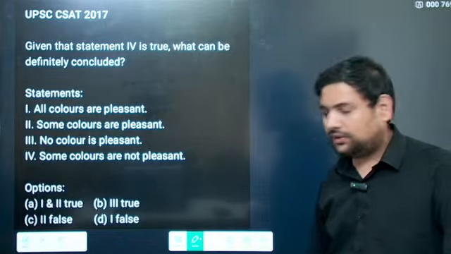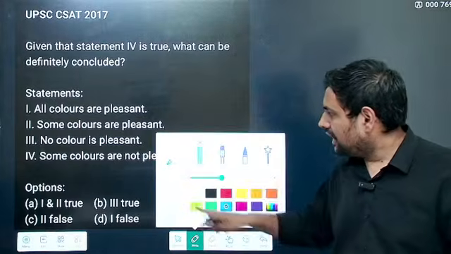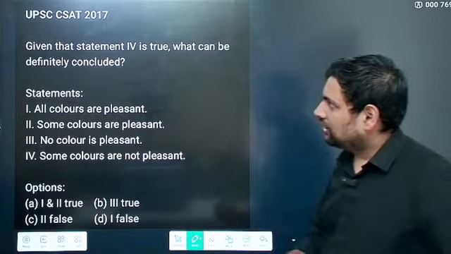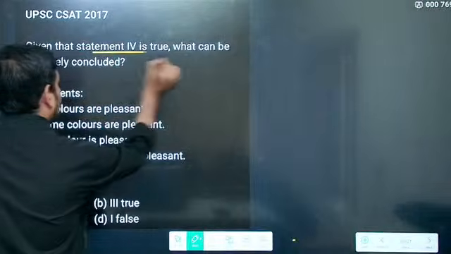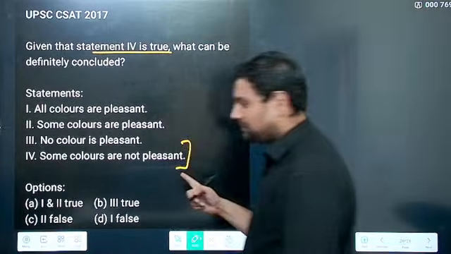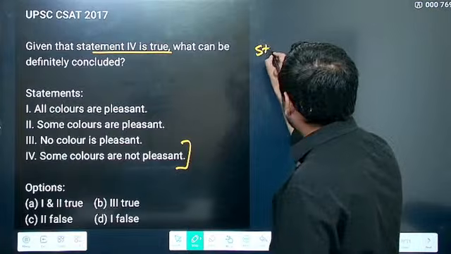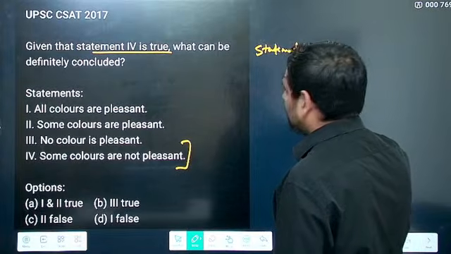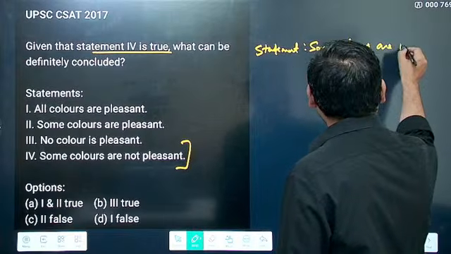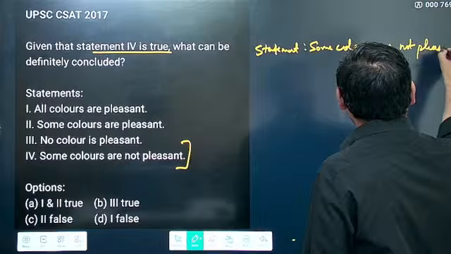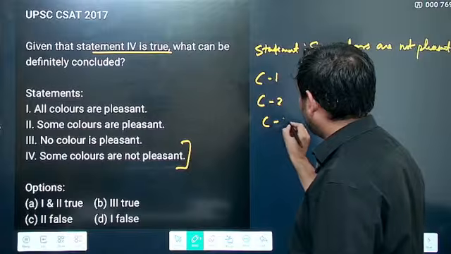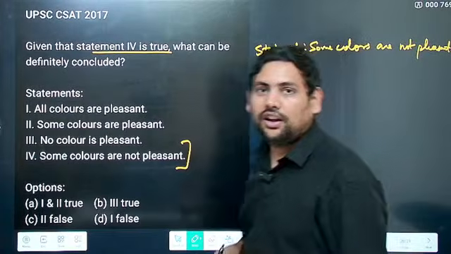Now, first of all, the structuring is very different. How is the structuring different? See this. First thing, given that statement 4 is true, what does this mean? This means that what you see as 4 is actually like the usual statements that you got. So the statement becomes: some colors are not pleasant. This is the statement. Now the conclusions, the other 3 statements, are actually conclusions.